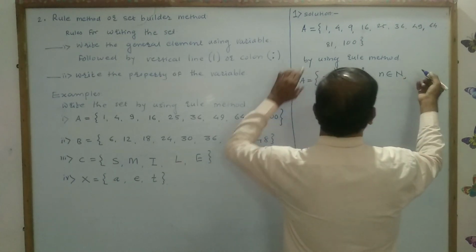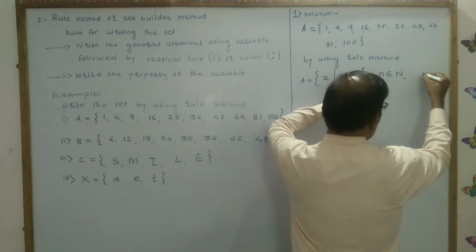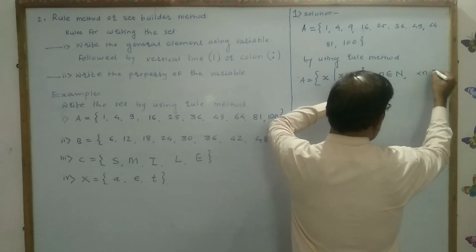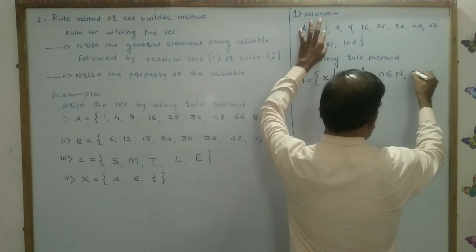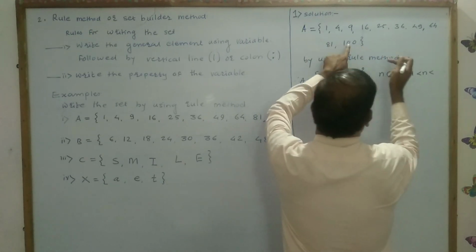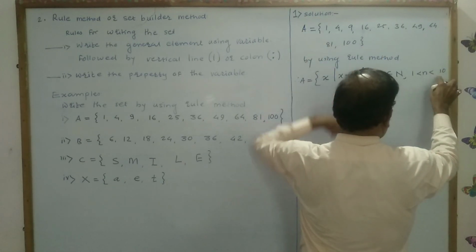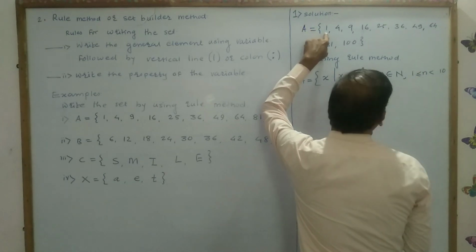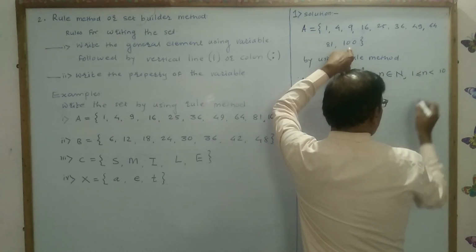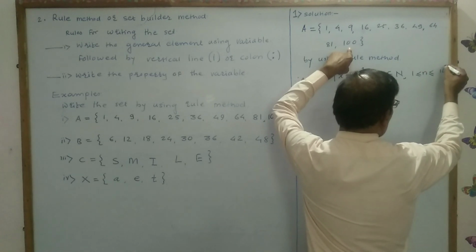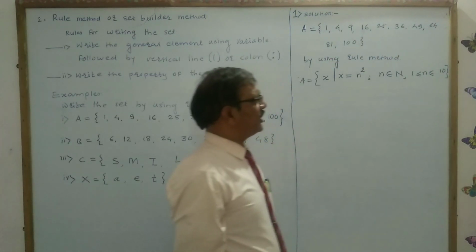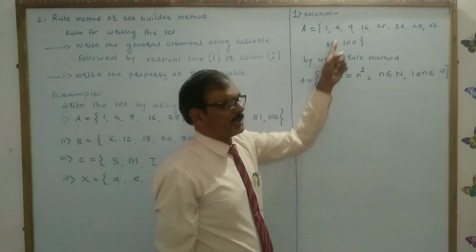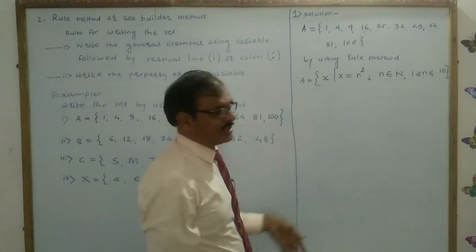And then this N lies between 1 and 10. But here the first number is taken, that's why it's equal to. The last number 10 is taken, that's fine, equal to. So this set is represented by rule method this way.